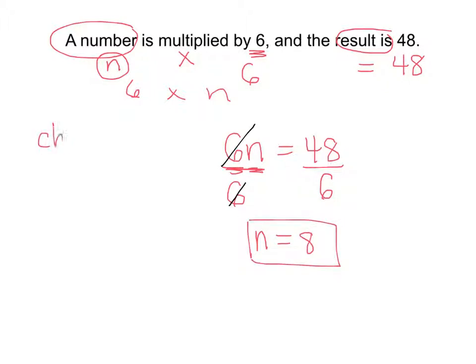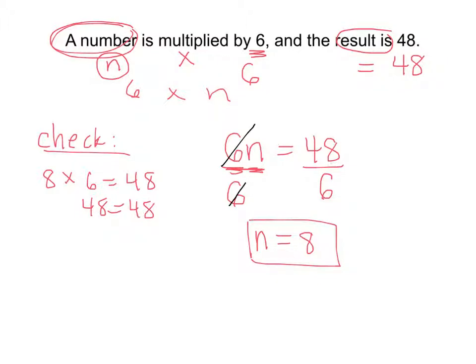Let's check. A number multiplied by 6, so the number we said was 8. The result is 48. What's 8 times 6? 48. Good. So 48 is equal to 48.